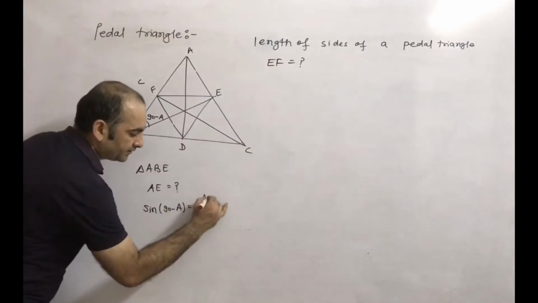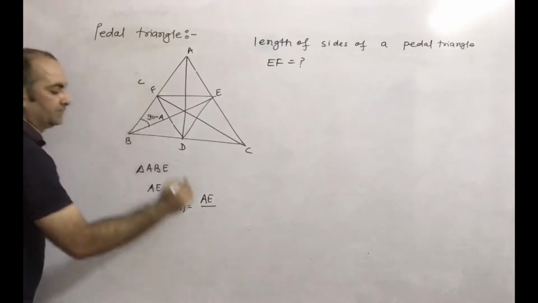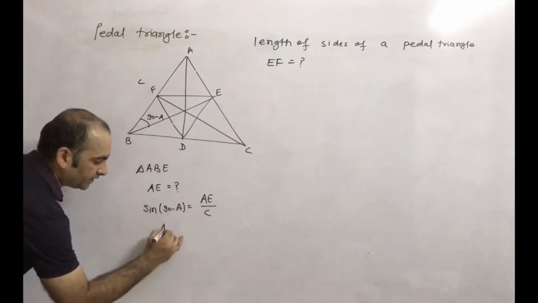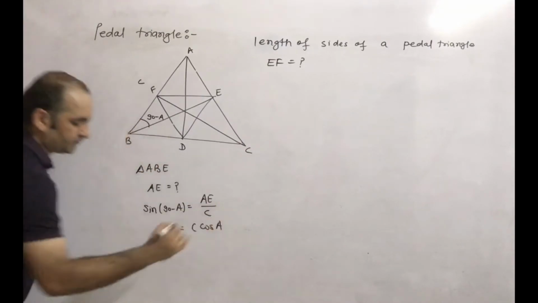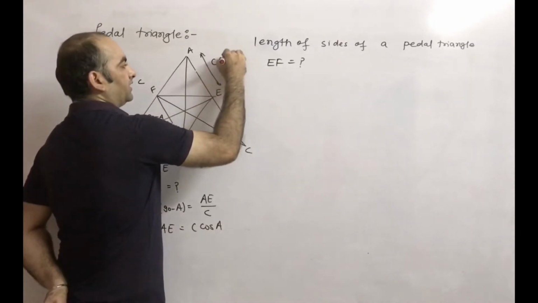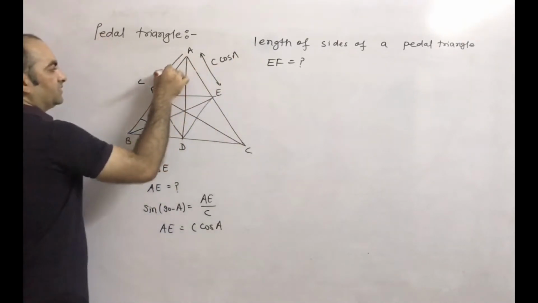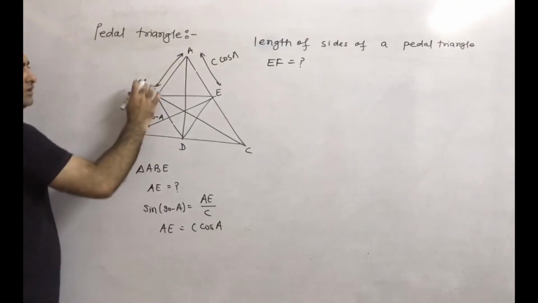AE divided by AB. AB is c. So AE equals c cos A. Similarly, this one will also be c cos A.